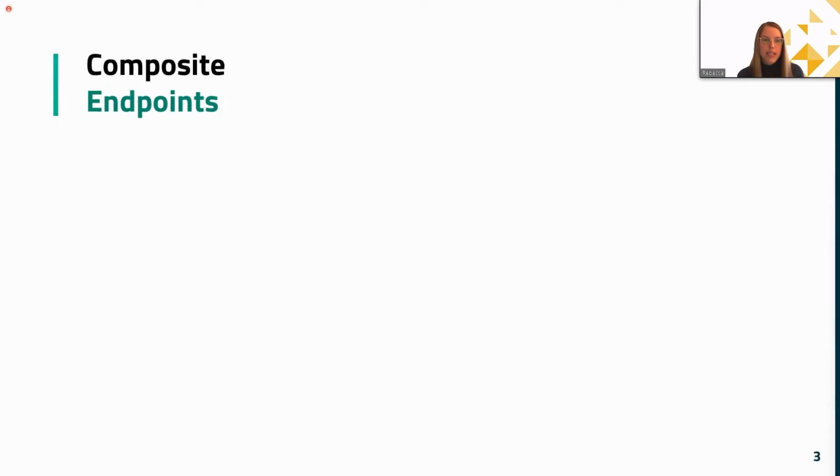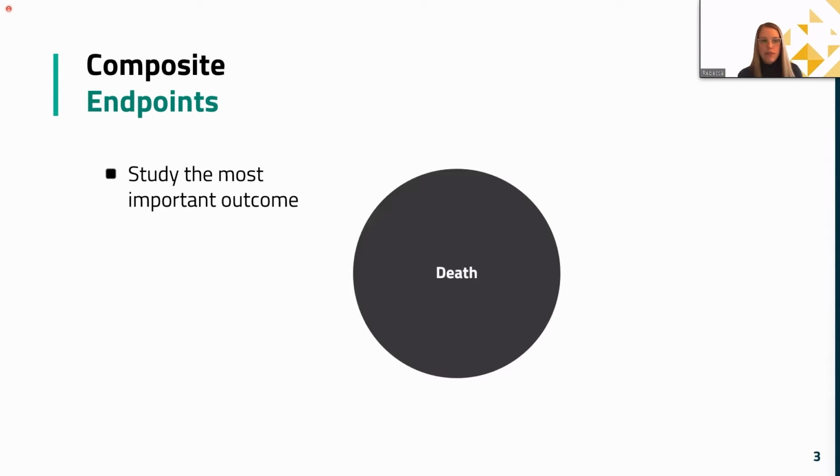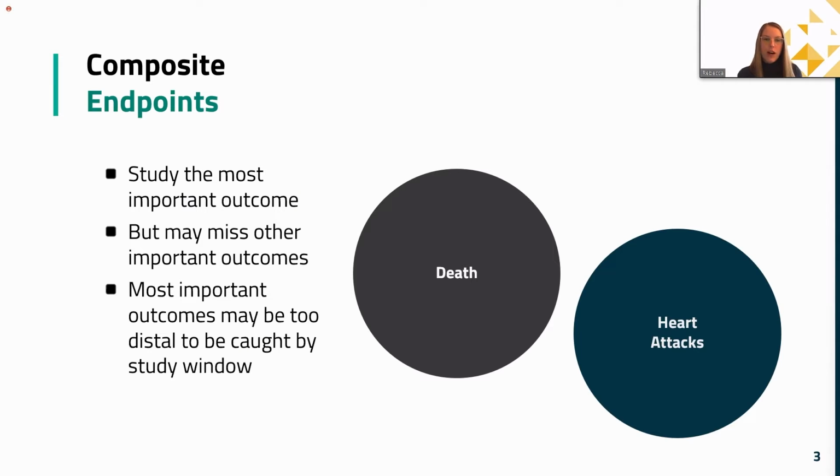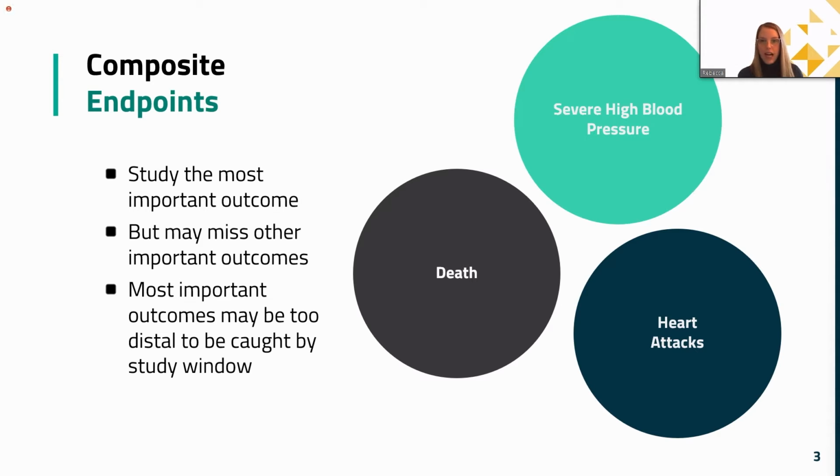So composite endpoints, just in case you're not familiar with them, generally when we do a clinical trial, we want to study the most important outcome. And often this is something like death. But if we focus just on one outcome, we might miss other important outcomes. So for instance, if we focus just on death, we might miss heart attacks. And also some of these major outcomes often are quite rare. So they might not actually happen during our study window. So sometimes we also include more common outcomes that we're more likely to actually see within the study timeframe. So something like severe high blood pressure.